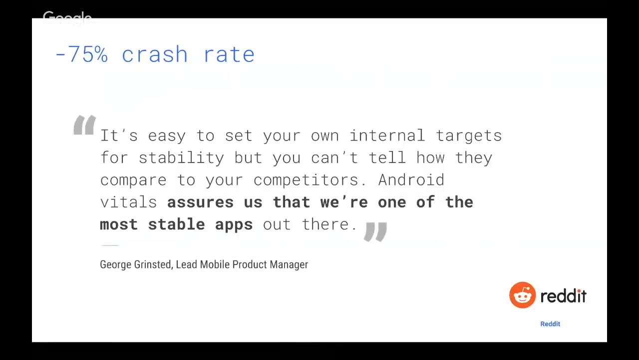Next one is a quote from Reddit, where they reduced their crash rate by 75%. What they found most valuable in Vitals is the feature that Joel mentioned earlier, which is the benchmarks. This enables developers to see how they are comparing with other apps that are similar to them. Reddit was able to assure their team and leadership that they are one of the most stable apps out there, and to make the case for investing in that area because of the benchmark that they were able to see.